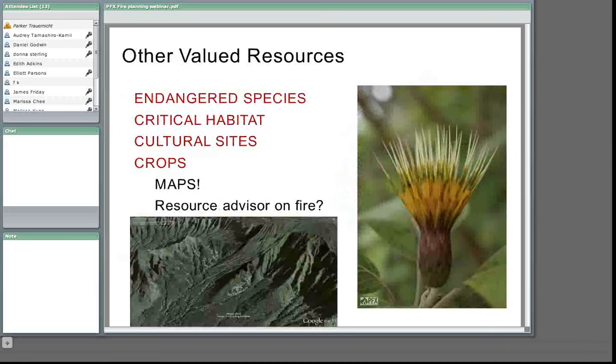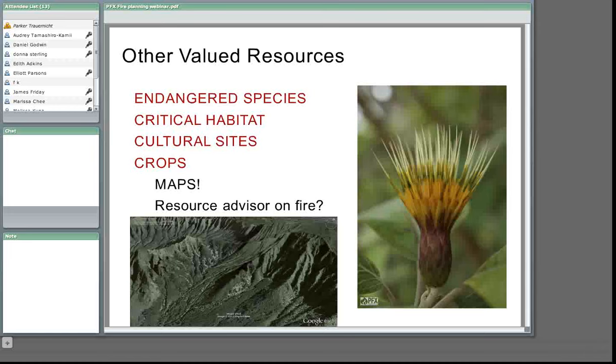Other valued resources. A lot of us here in Hawaii work with critically endangered species. We're kind of the capital in the nation for this, I think we've got over 40% of the endangered plants, at least. I don't know about the situation for birds, but we have high densities of critically endangered species. This is often on people's minds, but also cultural sites, in certain circumstances crops, and forage for agricultural production. These resources are important.